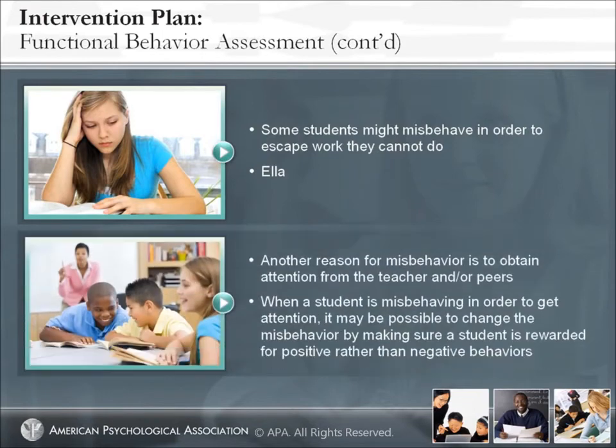Another rationale for misbehavior is to obtain attention from the teacher and/or peers. Once Ella has started wandering around the room, the attention she gets from the teacher and other students may motivate her to continue that behavior or even accelerate it. When a student is misbehaving in order to get attention, it may be possible to change the misbehavior by making sure a student is rewarded for positive rather than negative behaviors.